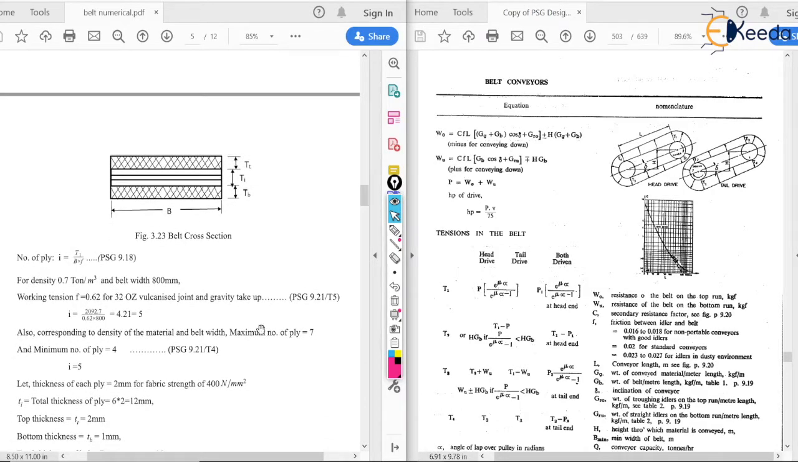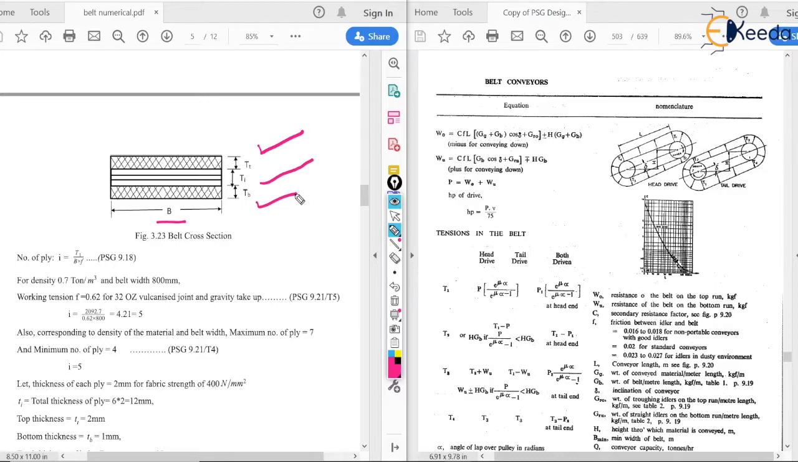Now for the traction element, we are going to study the belt cross section. In the belt cross section, we are going to assume a few things. Number one, it's a belt. In width, B stands for the width of the belt. It has some plies, layers. So the first layer is TT, thickness, then TI, then TB. So these are the three things.